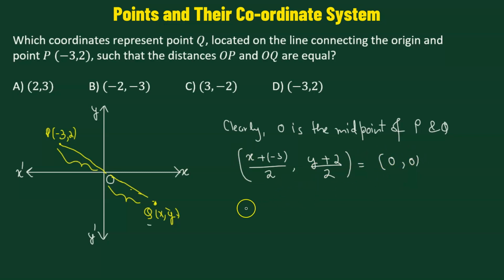So that means if we equate it, we get x minus 3 over 2 equals 0. And if we equate y plus 2 over 2 equals 0, we get the value of y. So x comes out to be equal to 3 and y comes out to be equal to -2. So that means 3, -2 is going to be the coordinate of point Q. So we have 3, -2, so that's option C.